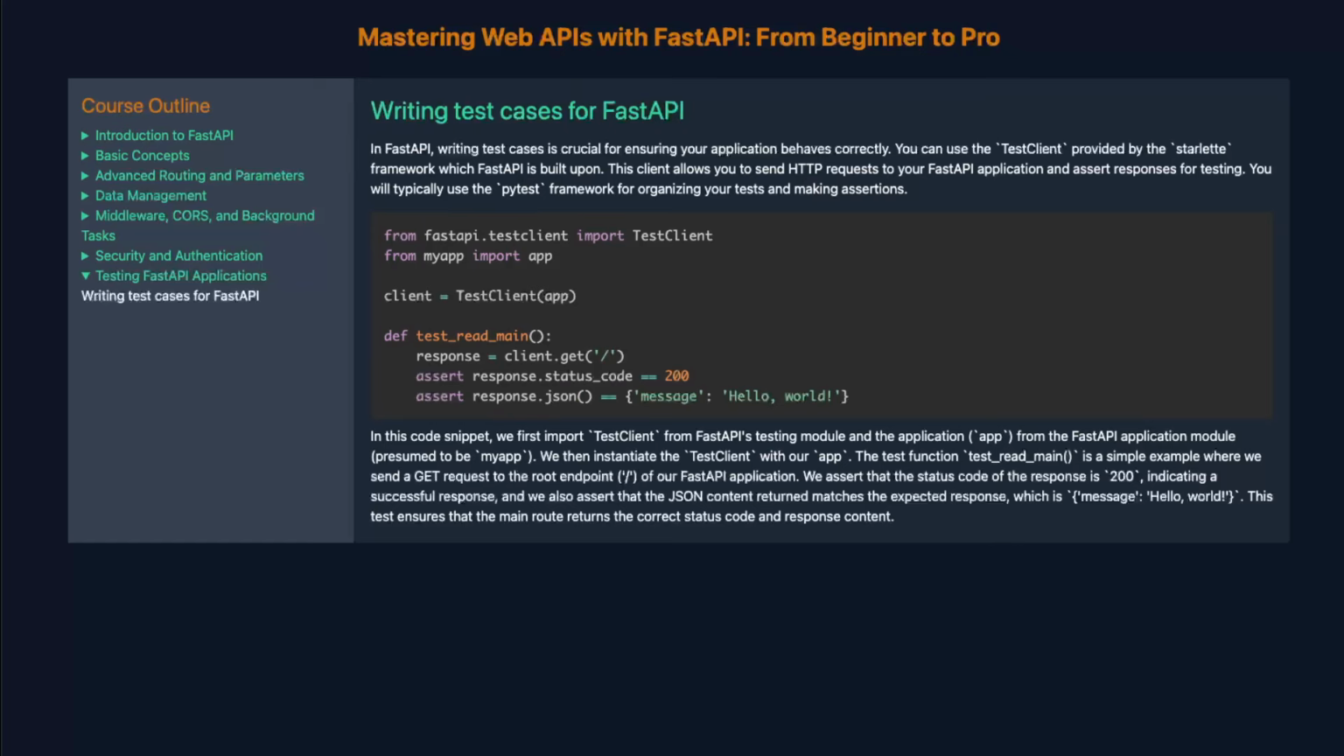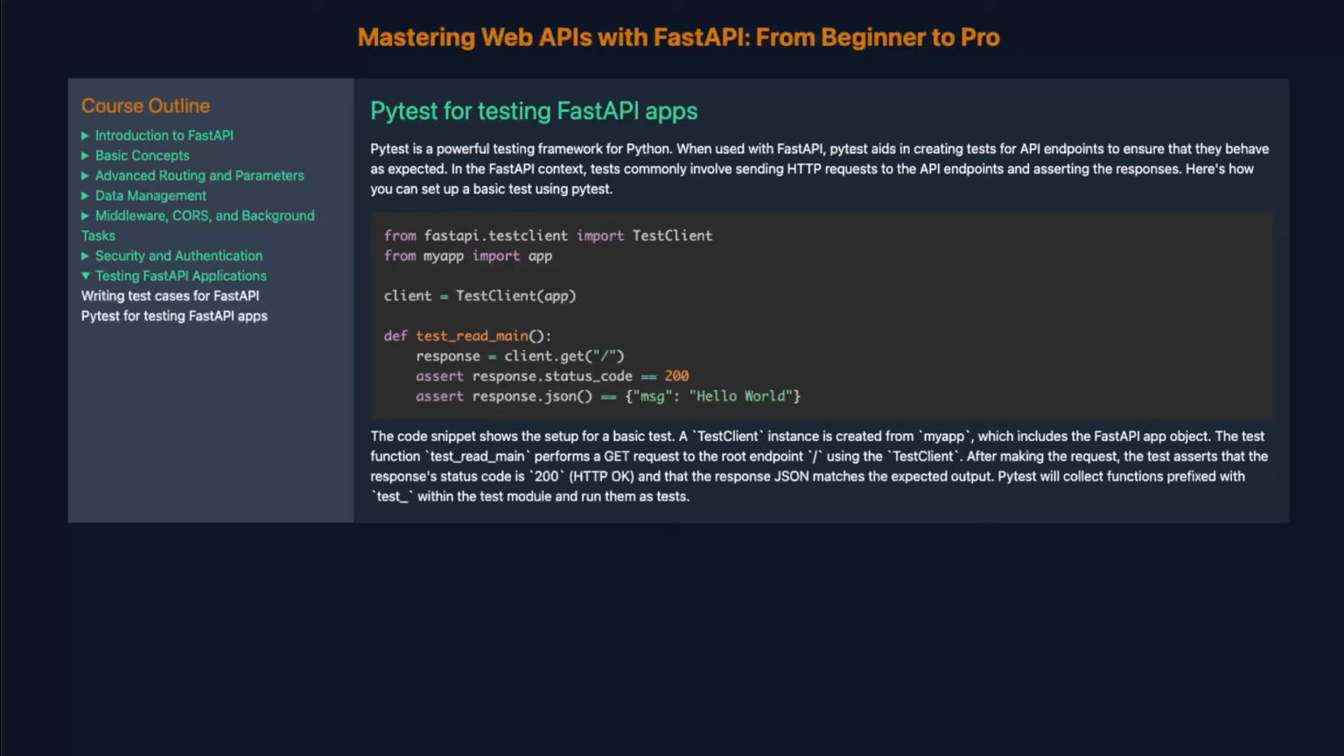Pytest for testing FastAPI apps. Pytest is a powerful testing framework for Python. When used with FastAPI, Pytest aids in creating tests for API endpoints to ensure that they behave as expected. In the FastAPI context, tests commonly involve sending HTTP requests to the API endpoints and asserting the responses. Here's how you can set up a basic test using Pytest.